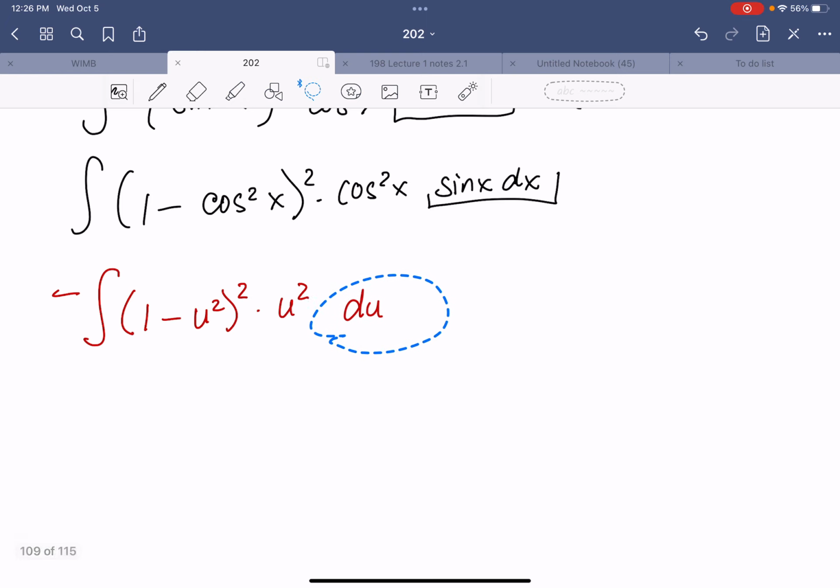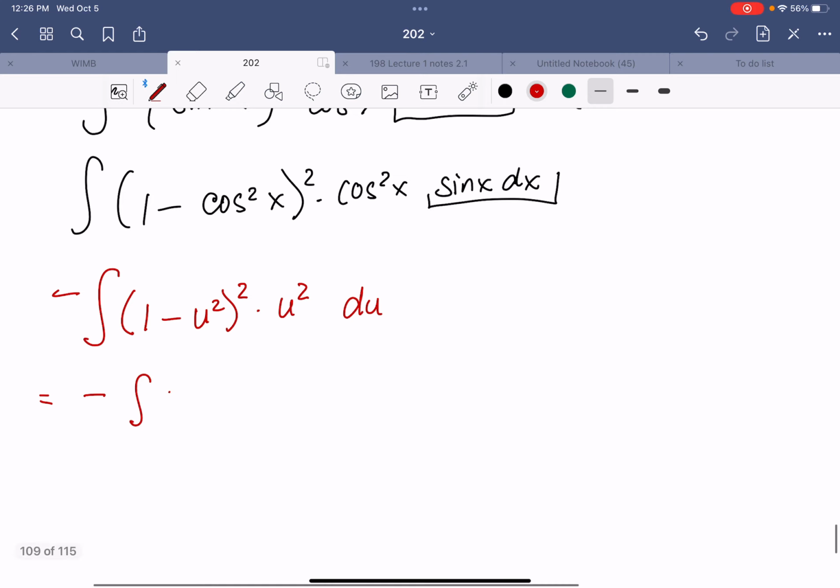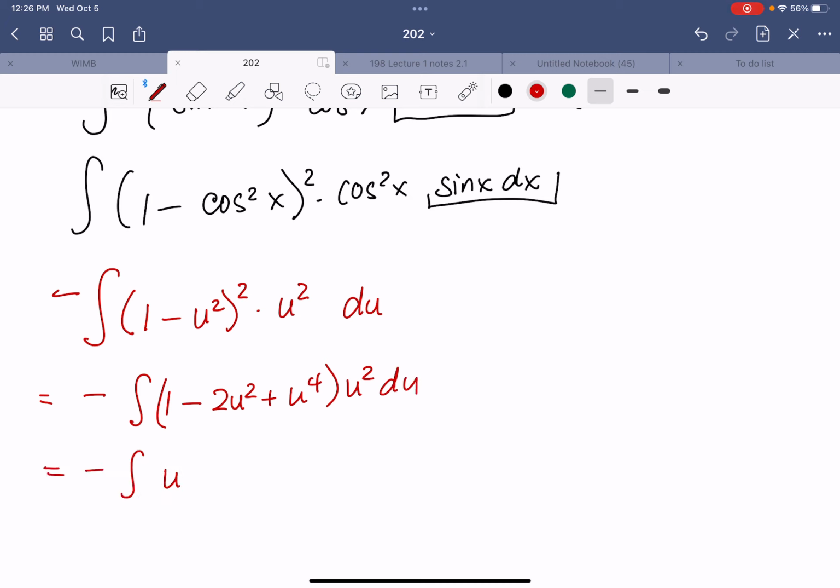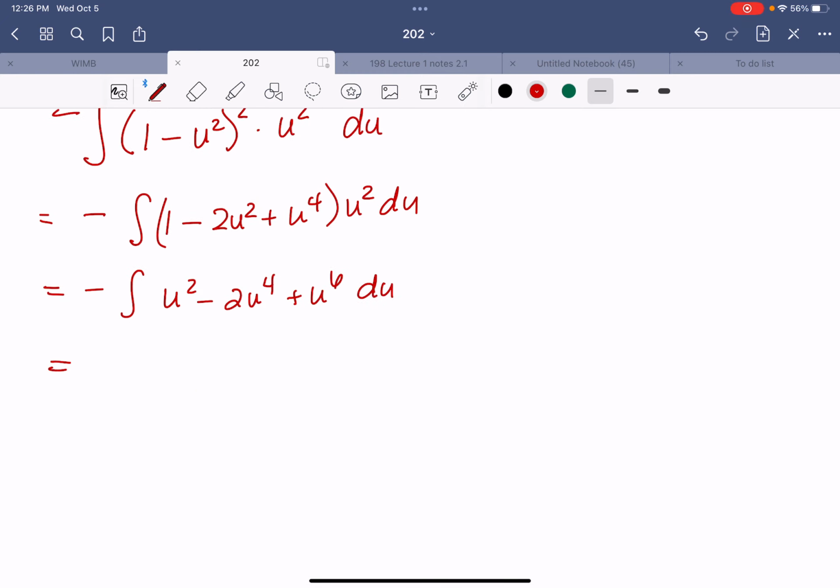And now I can sort out my powers, right? So this is equal to negative integral. 1 minus u squared squared is 1 minus 2u squared plus u to the fourth. And I'm multiplying all of that by u squared. So that is u squared minus 2u to the fourth plus u to the sixth du. Now we can distribute our negative. That's negative u squared plus 2u to the fourth minus u to the sixth du.